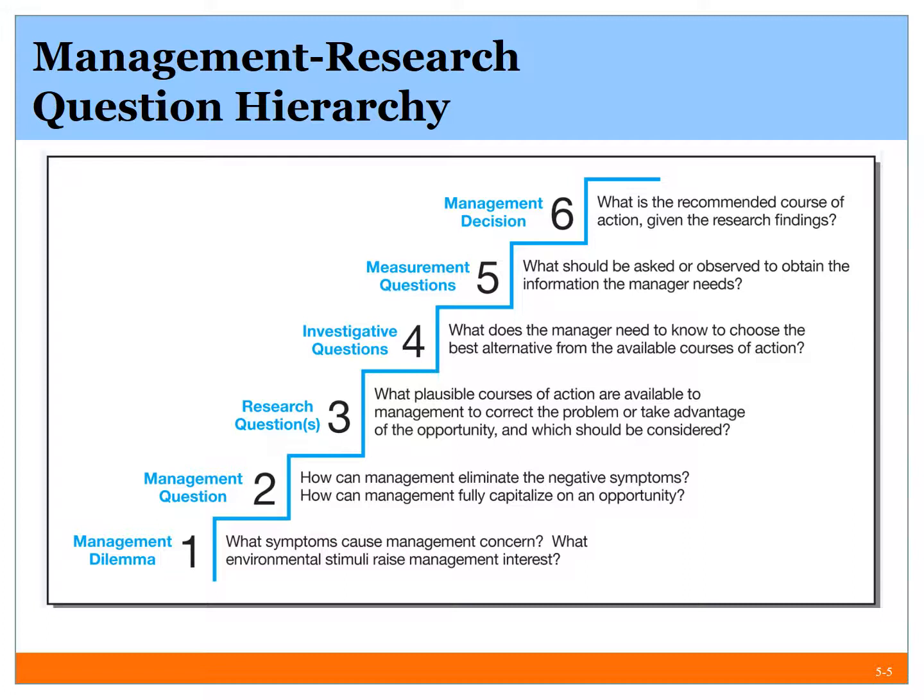What plausible courses of action are available to management to correct the problem or take advantage of the opportunity? And what items should be considered? And then you create investigative questions. What does the manager need to know, or what do you need to know to choose the best alternative from the available courses of action? And then once you've got something that can help you narrow down those alternatives, then you need to create measurement questions. What do you need to ask or observe to obtain information that's actionable? And then all of those questions should be leading you to some sort of decision or recommended course of action.